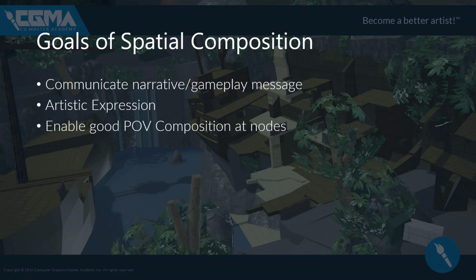The third goal of spatial composition is to enable good point of view composition at nodes, because we want the players to feel as if they're moving through this space, that they're constantly getting these really good static compositions, and it really makes our levels feel alive. That makes it feel aesthetically pleasing.